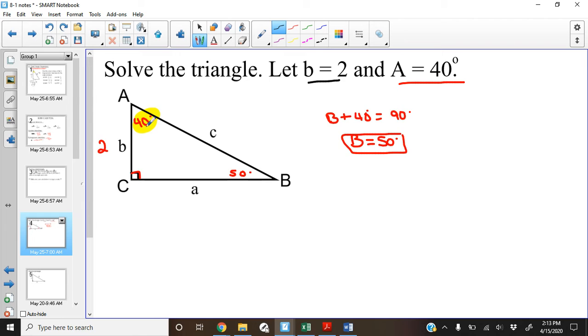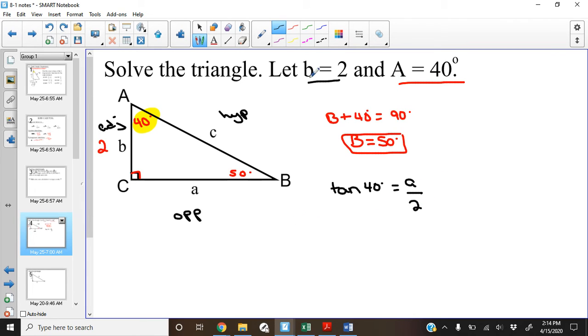Now, if angle A is 40 degrees is what I'm using, then that means lowercase a is the opposite side. Side C is the hypotenuse, and B is your adjacent. So we're going to solve for A first. If I'm using angle A, opposite, adjacent, that means we're going to be using tan. So tan of 40 degrees equals opposite over adjacent. Opposite is A, over adjacent is that B value of 2.